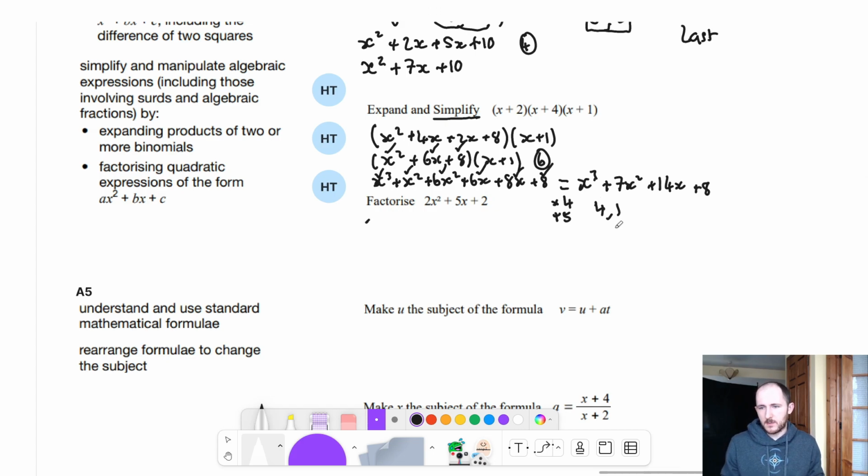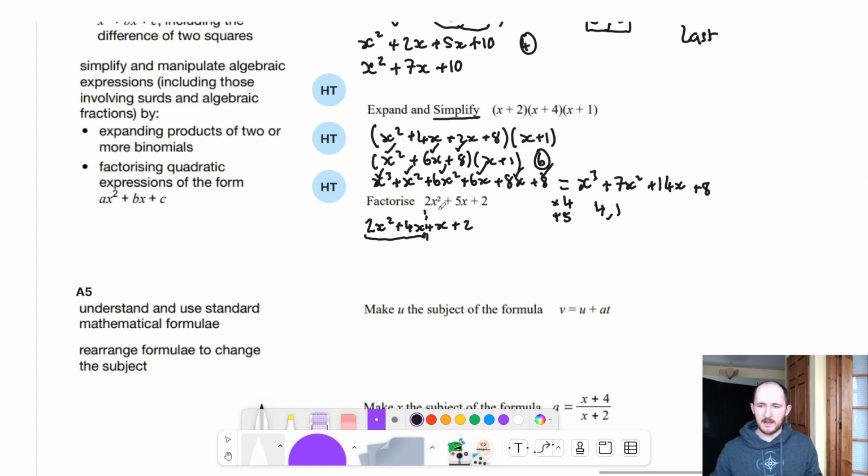So we have 2x squared plus 4x. And it doesn't matter which order you write them in. So if you put the x first and the 4x second, you'll get the same answer in the end. Don't worry too much about it. And then what I'm going to do is I'm going to split this in half. Okay? So I'm going to factorise the first 2 terms first.